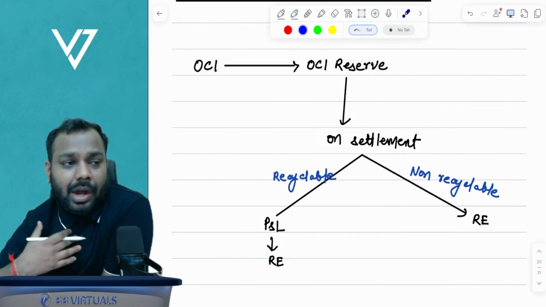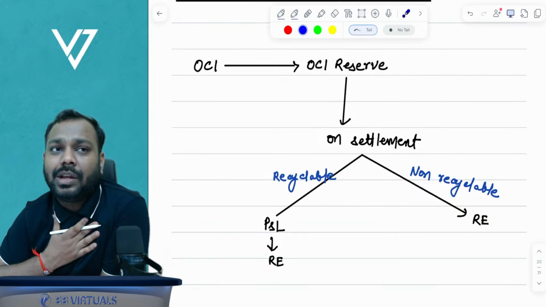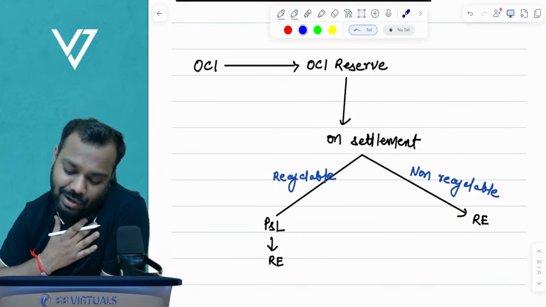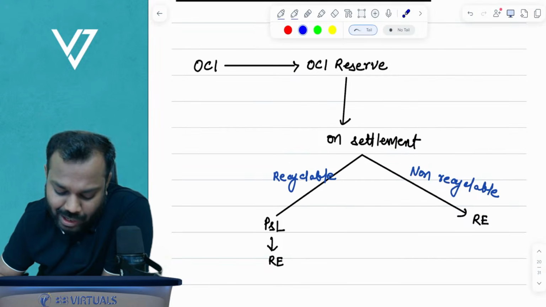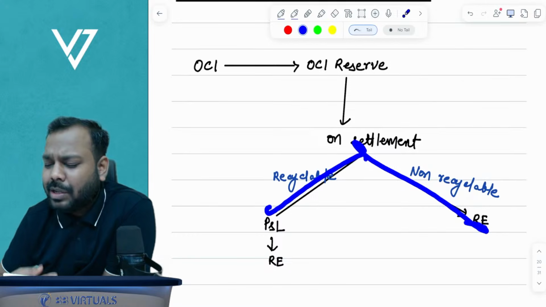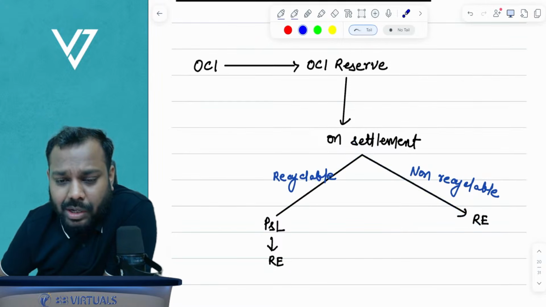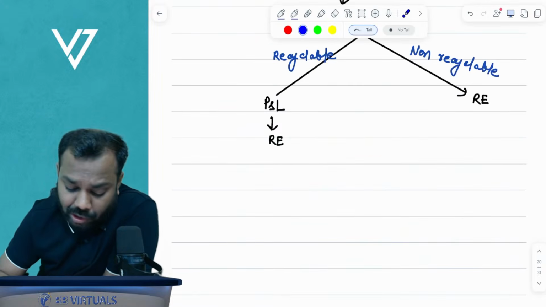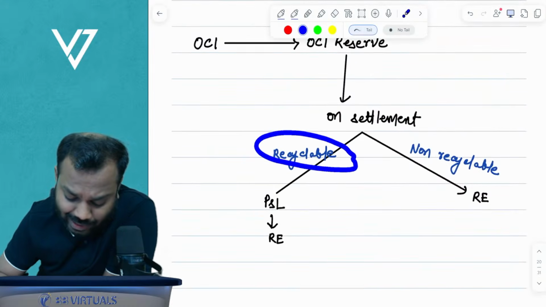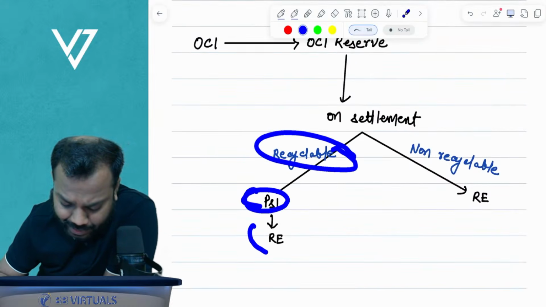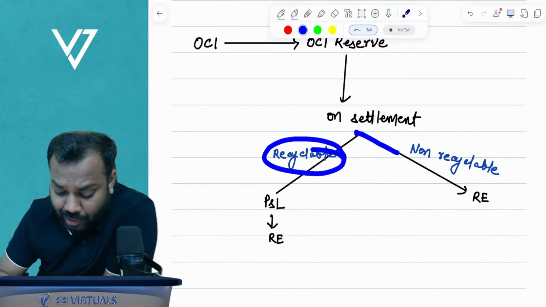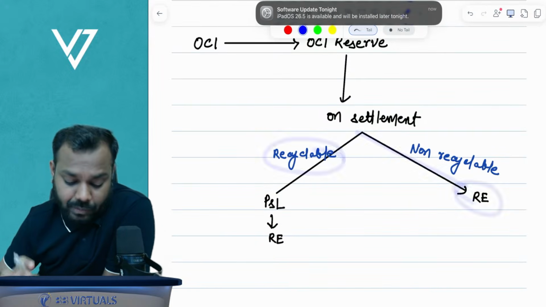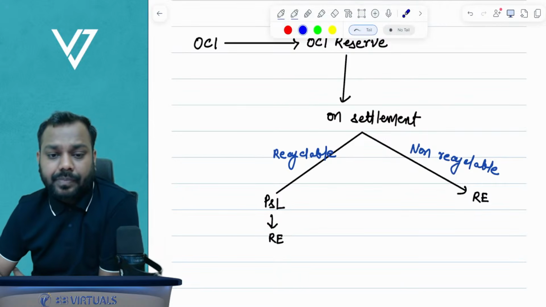At this point of time, I will not be able to tell you the logic why it is recyclable and why it is not recyclable. There is no logic behind that. I'll say recyclable means it will go to P&L, and from P&L, it will go to RE. Non-recyclable will directly go to retained earnings. Is that clear, everyone?